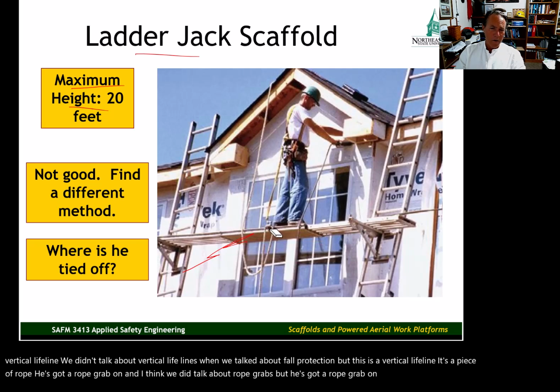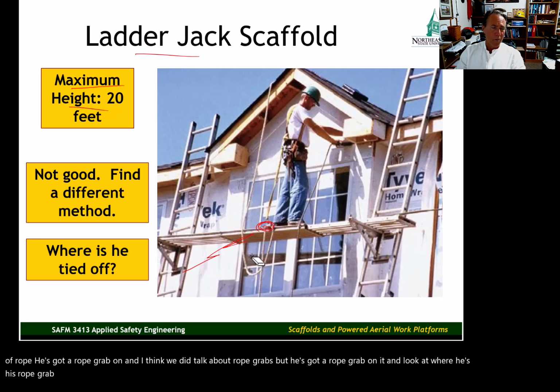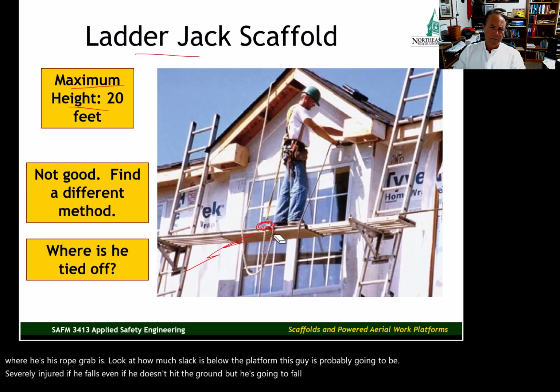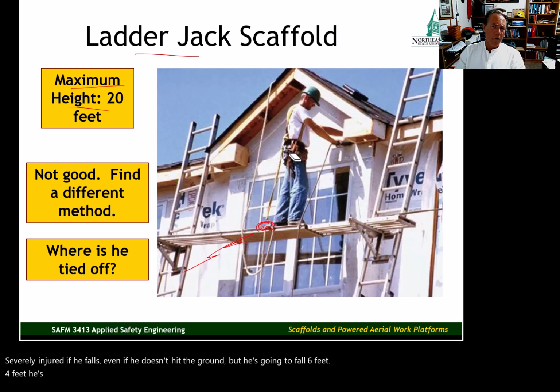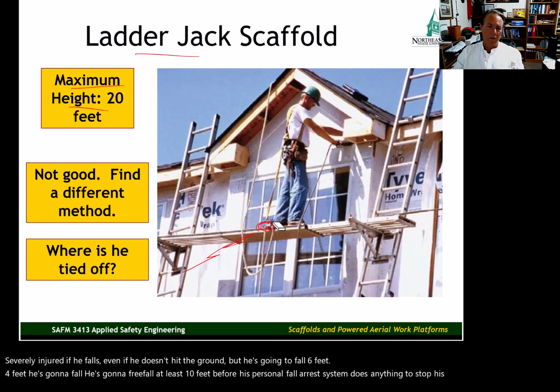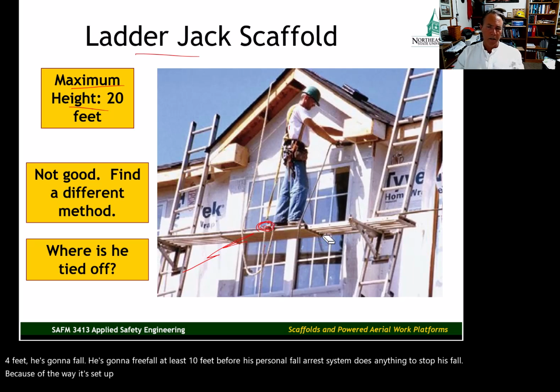And look at where his rope grab is. Look at how much slack is below the platform. This guy is probably going to be severely injured if he falls, even if he doesn't hit the ground. But he's going to fall 6 feet, 4 feet. He's going to free fall at least 10 feet before his personal fall arrest system does anything to stop his fall, because of the way it's set up here. Not a good setup at all. But again, even though OSHA allows this, it's not a good system. It's not a safe system.